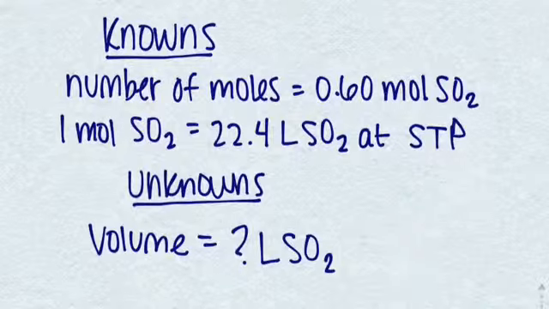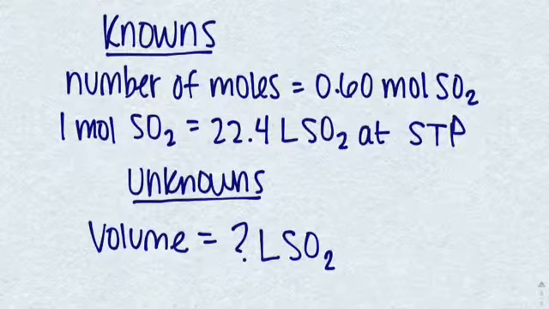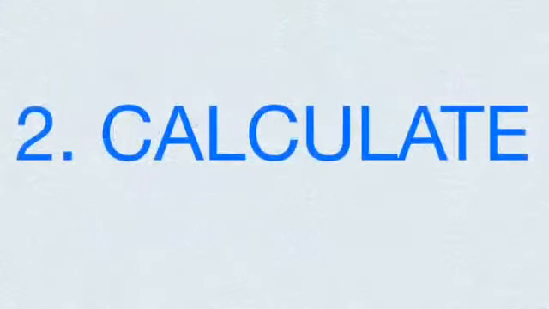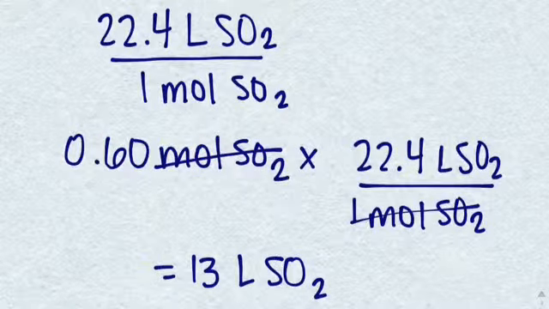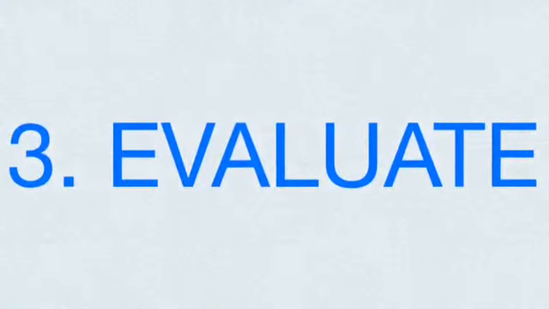The knowns are the number of moles, which is 0.6 mole SO2, and 1 mole SO2 equals 22.4 L SO2. The volume is unknown. One mole of any gas at STP has a volume of 22.4 liters. So, 0.60 mole should have a volume slightly larger than half of 22.4 liters, or 11.2 liters. The answer should have two significant figures.